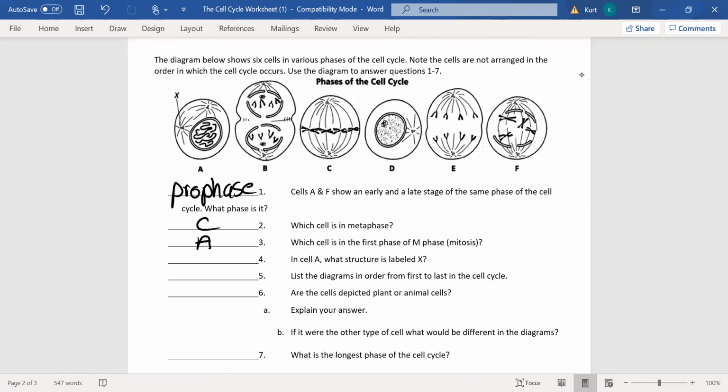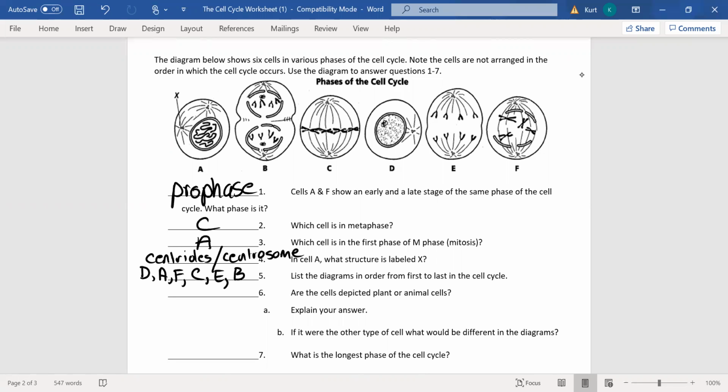In cell A, what structure is labeled X? I'll take 2 answers. You can either say the centrioles. Remember that a pair of centrioles is called a centrosome. List the diagrams in order from first to last in the cell cycle, okay? We have D, interphase, A, early prophase, F, late prophase, C, metaphase, E, anaphase, B, telophase.